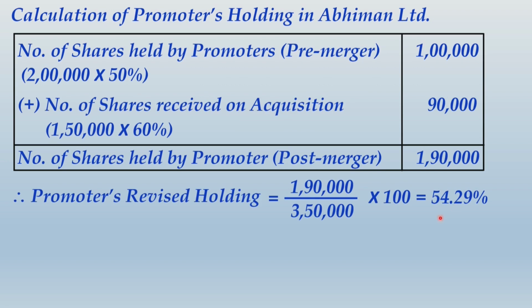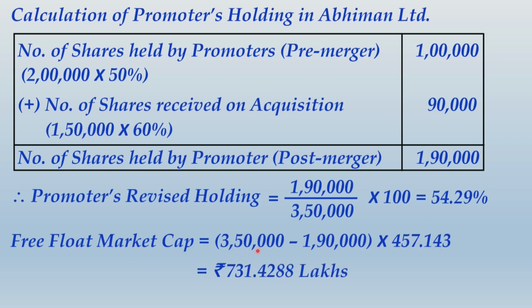That can simply be determined by taking the total number of shares minus those held by promoters. So 3,50,000 minus 1,90,000, the balance number of shares will be held by the public in general other than promoters, and that multiplied by the market price per share will give you the free float market capitalization after the merger. So friends, I want you to write up all these calculations and then we shall move ahead.